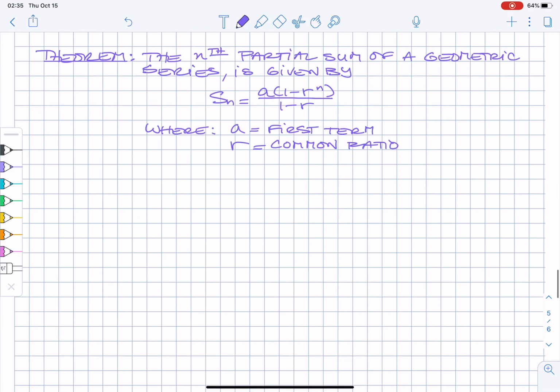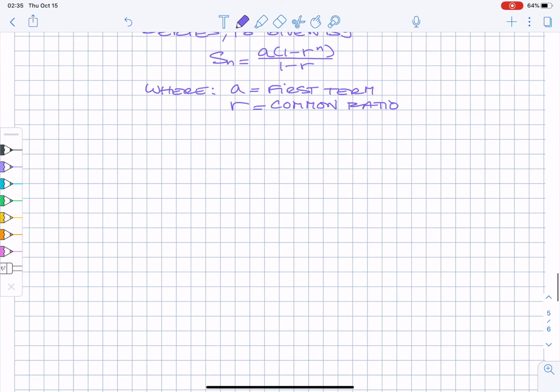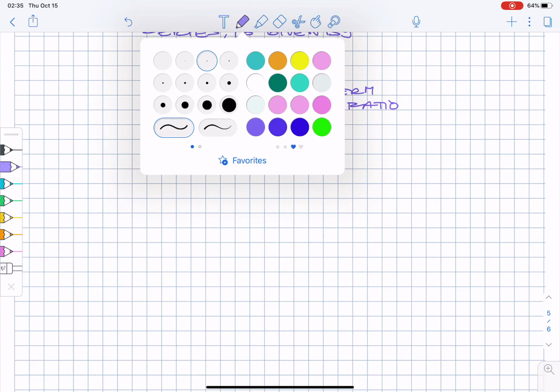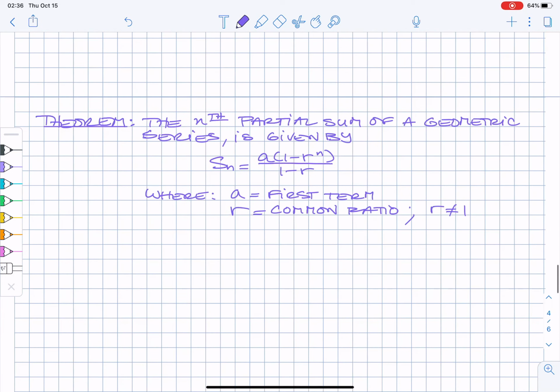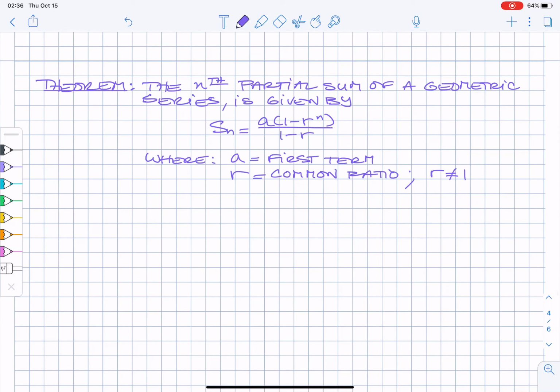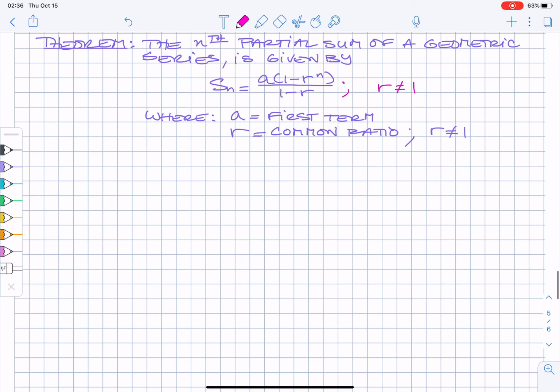Okay, so provided, what's a caveat? Provided r is not equal to 1, right? Thou shalt not divide by 0. So let me make sure I put that very important. R not equal to 1, thou shalt not divide by 0. Okay, so let's prove this.